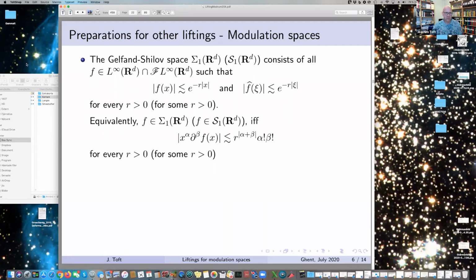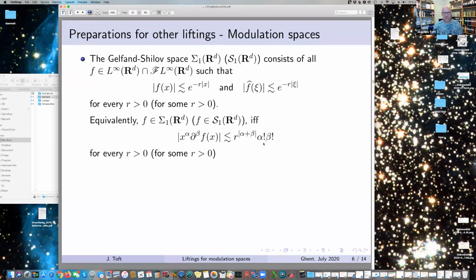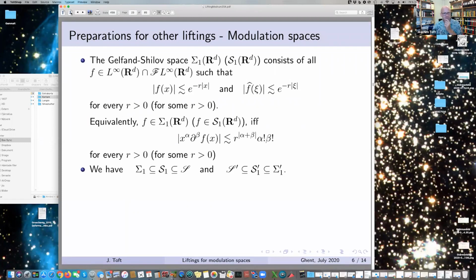It can be shown that this is equivalent to f being smooth and satisfying this kind of condition here. And we can notice that this is some kind of analyticity condition. By the definitions, it then follows that we have these inclusions between the Gelfand-Shilov spaces and the Schwartz space. And the dual or distribution spaces are defined in a similar way as for the usual distributions in the ordinary distribution theory.